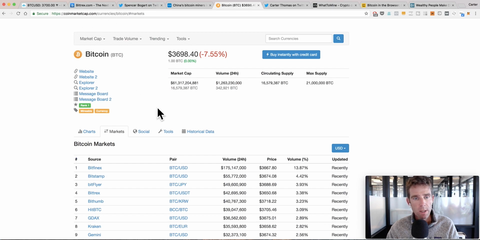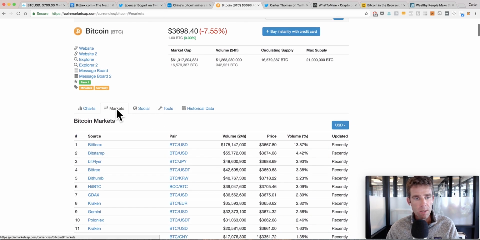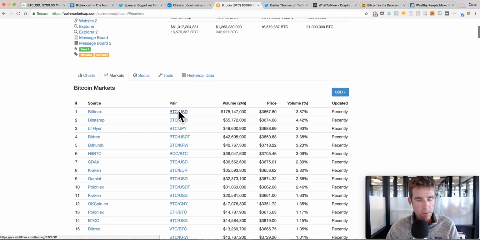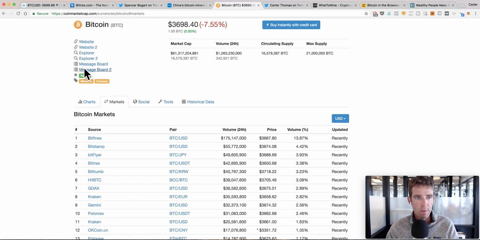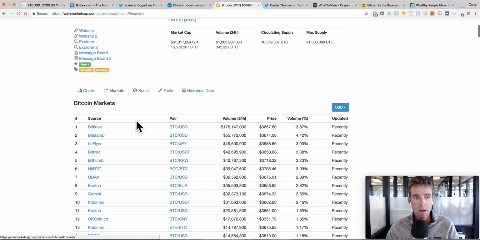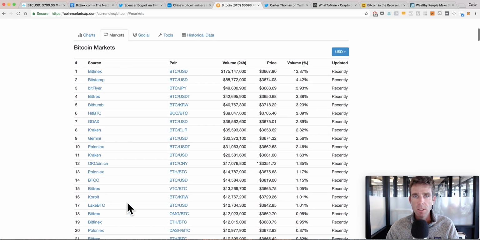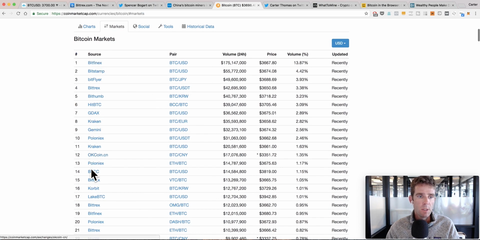go to Bitcoin, and you look over on the tab where it talks about markets, and you look through the different pairs that are being exchanged. If you're new to CoinMarketCap, if you click on the markets tab, this shows you all the different exchanges that, in this case, Bitcoin is being traded on today. It shows you the exchange itself, what it's being traded against, how much is being traded, the price, all that sort of stuff. And then, most importantly, it shows you the volume percentage.